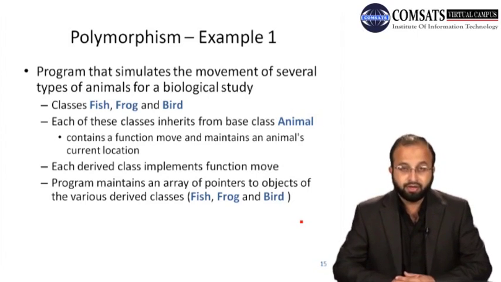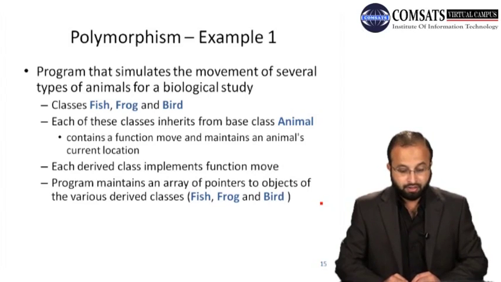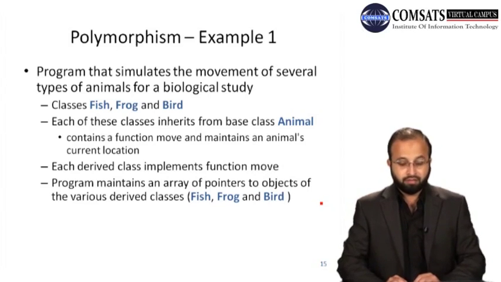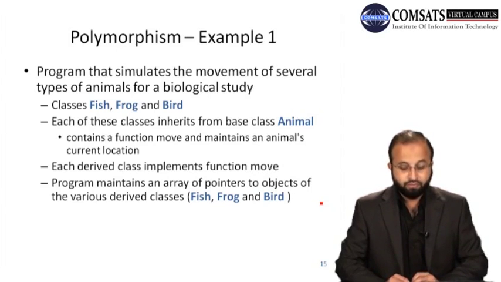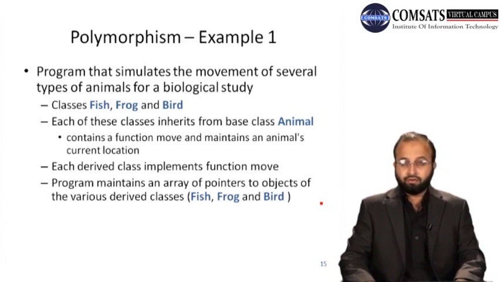So the program maintains, the program means the main basically जहाँ से आप इस class को use करेंगे, maintains an array of pointers to objects of the various derived classes. So हर जो derived class है, for example fish की class है हमारे पास, frog है, bird है, ये तीनों derived classes हैं, and the base class is the animal class, and we have a move function that is present in all these classes, right. Now the program maintains an array of pointers to objects of various derived classes. So हमारे पास animal example है, animal हमारे पास हैं fish, frog, bird, and let's say mammals.